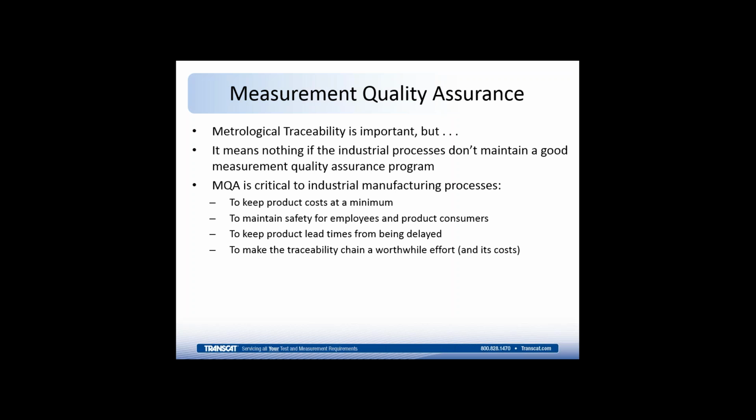Measurement quality assurance is critical to industrial manufacturing processes because it helps to keep product costs down, helps to maintain safety for employees and product consumers, keeps product lead times from being delayed, and in the end, the whole purpose of the traceability chain from the National Metrology Institutes through to the measurements on the product is there to make sure that those measurements are protected. And if the last step in the traceability chain on the product drops that ball, then it was all for naught.